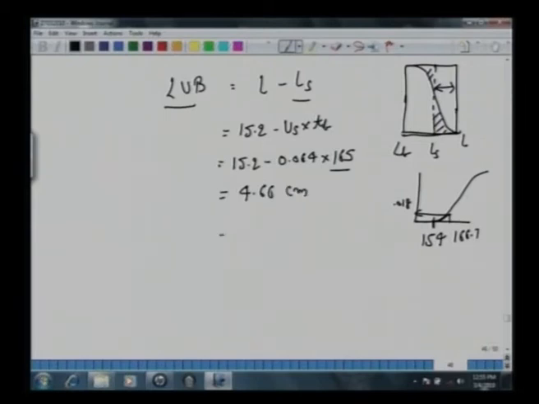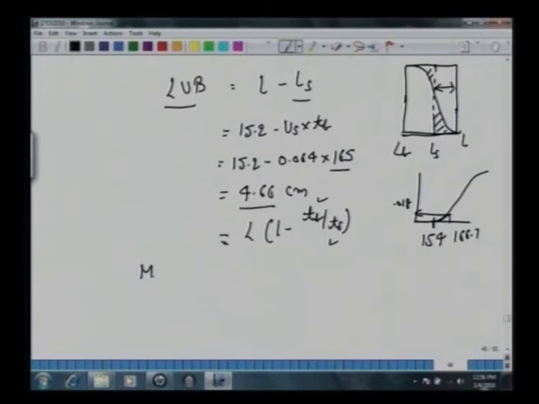Mind you, this number will also be the same as, if you calculate directly, 1 minus TB over TS, times L. We know the breakthrough time is 165 minutes, and we know the stoichiometric time TS, which we calculated from there as 238 minutes. Both will give the same result, 4.66.